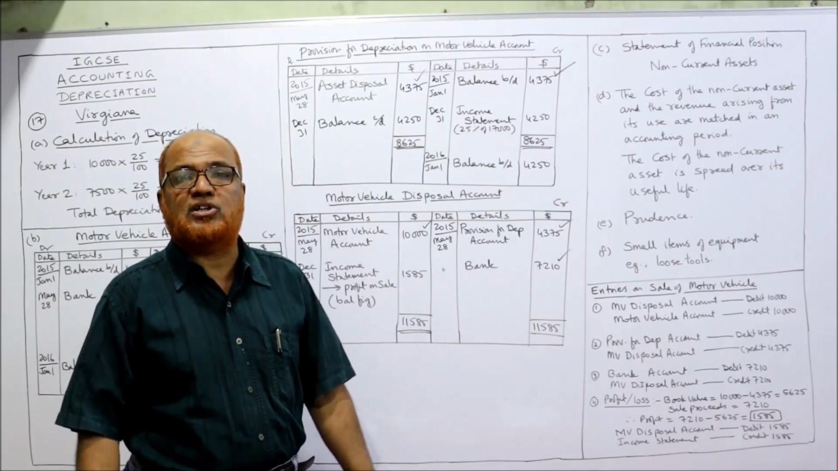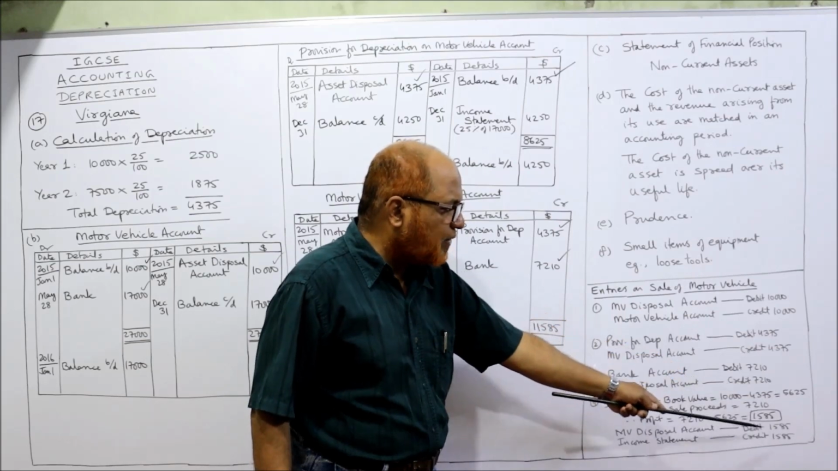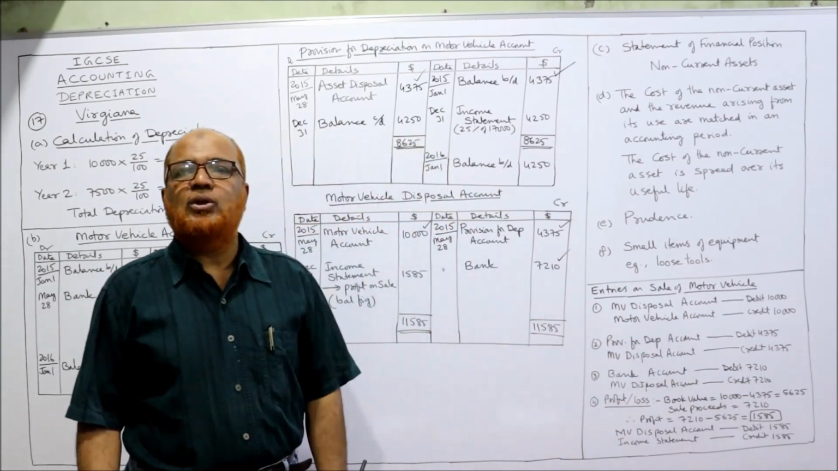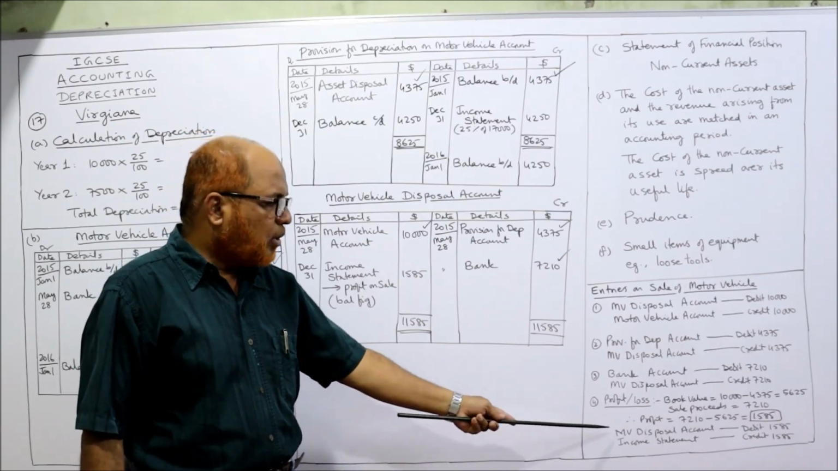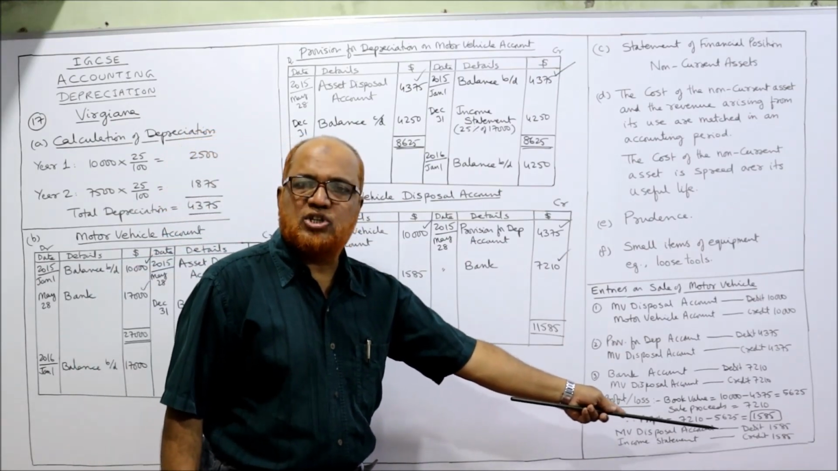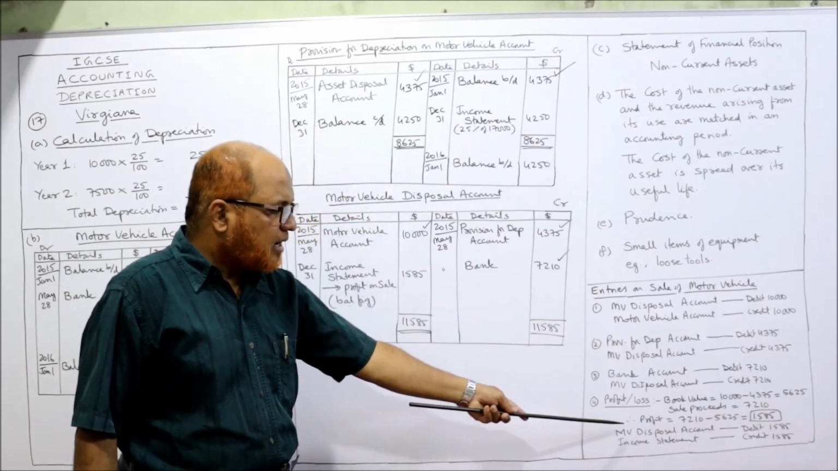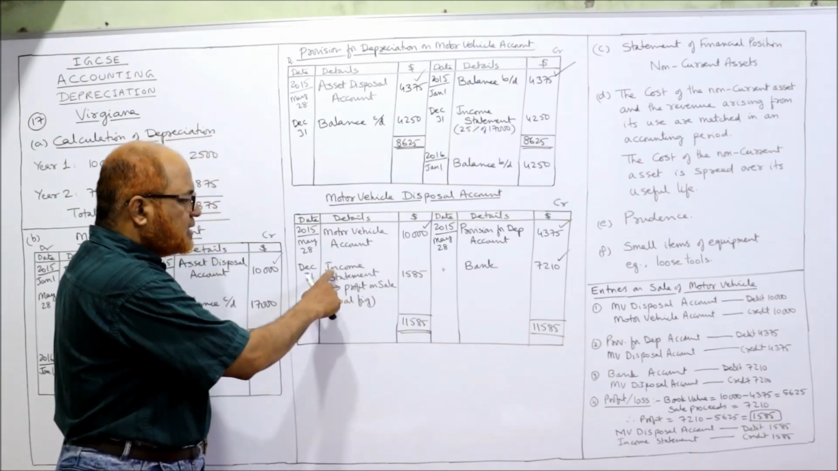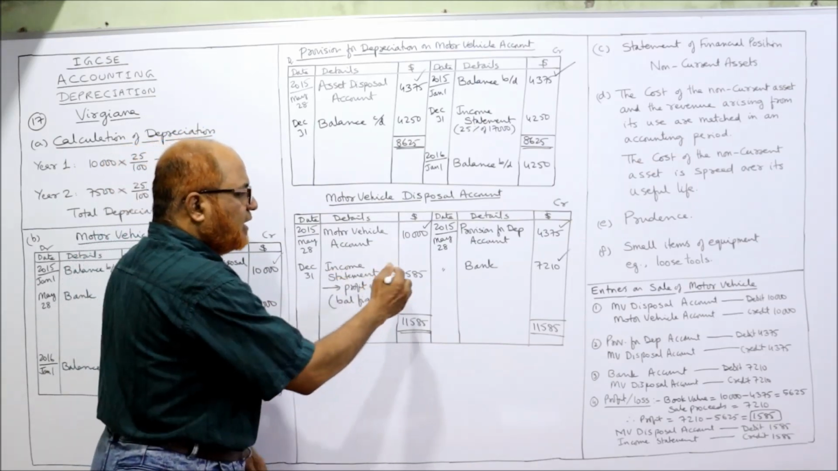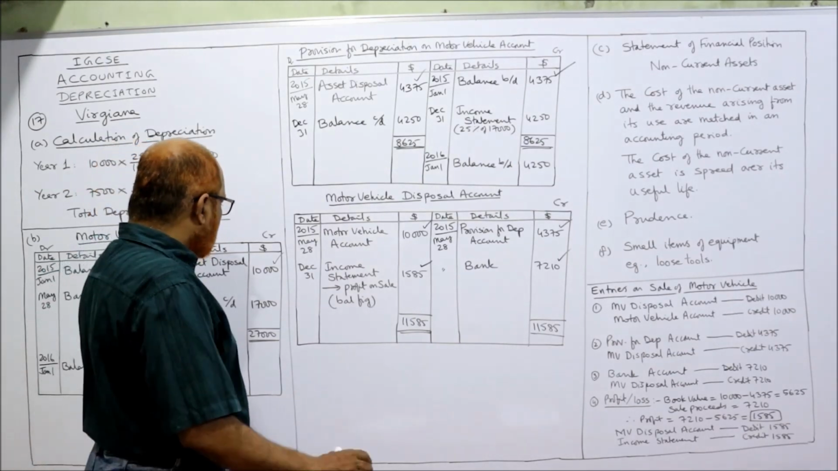So there is a profit. How much is the profit? 7210 minus 5625, you get 1585. So 1585 is the profit. The entry will be motor vehicle disposal account debit, income statement credit. So motor vehicle disposal account should be debited. So debit side you can see income statement 1585. Over. This account is over.